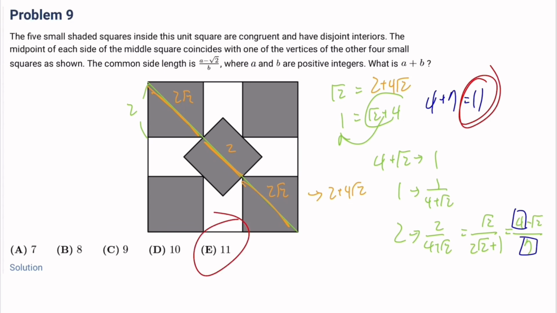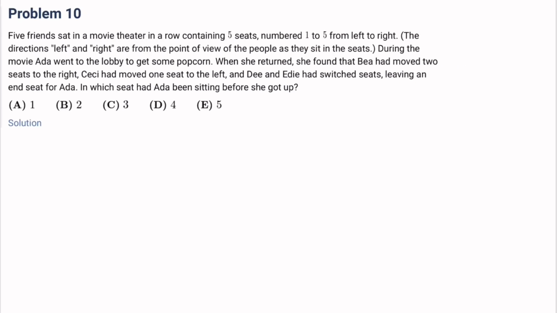It's E. Number 10. 5 friends sat in a movie theater in a row containing 5 seats, numbered 1 to 5 from left to right. The directions left and right are from the point of view. So this is left and this is right. And then during the movie, Ada went to the lobby to get some popcorn. When she returned, she found that B had moved 2 seats to the right, Cece had moved 1 seat to the left, and Dee and Eddie had switched seats, leaving an end seat for Ada. In which seat had Ada been sitting before she got up?